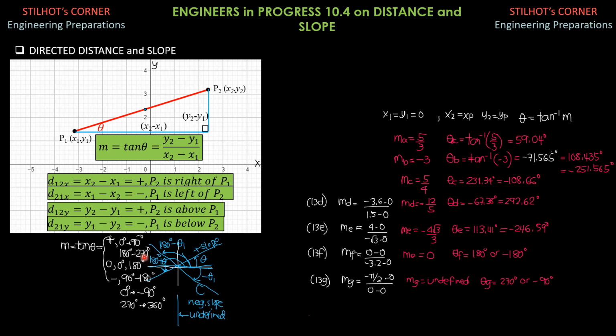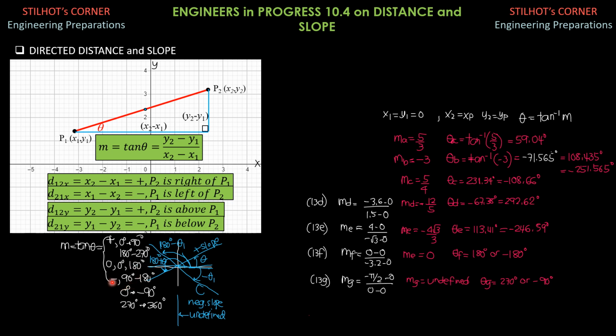So tangent of angles between 180 and 270 would be positive. Then the slope is 0 when the line coincides with the positive x-axis or the negative x-axis. On the positive x-axis, the angle there is 0 degrees, and on the negative x-axis, that's 180 degrees. So I hope it's clear.